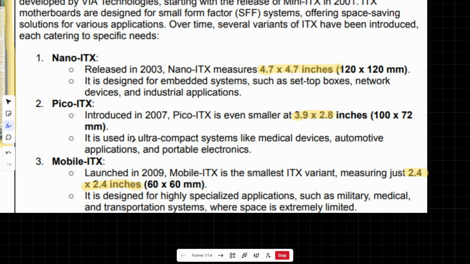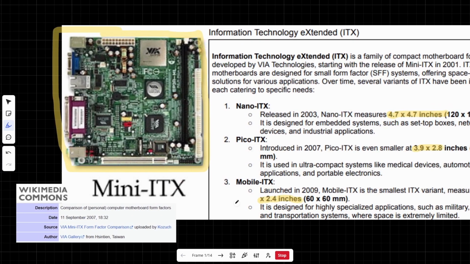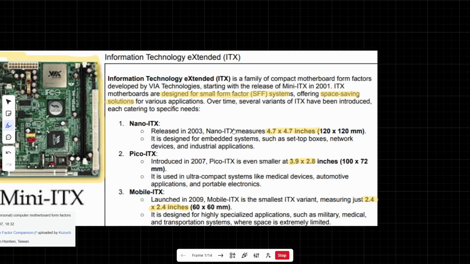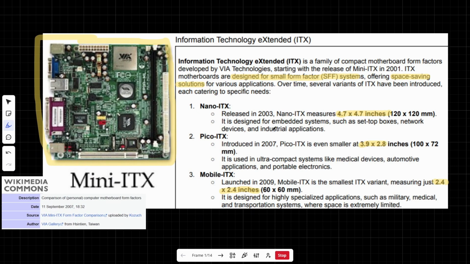Long story short, you just need to know that the ITX is the smallest of the three, and it has the least amount of expansion capabilities of the three. ITX are designed for small form factor systems, right? Devices that are particularly small. They have a priority when it comes to space saving solutions. If you want to save space, ITX is going to be the one. You don't want to do a lot of expansions and you want to have it in a very small, tiny machine, ITX is going to be the one that you want to go with.